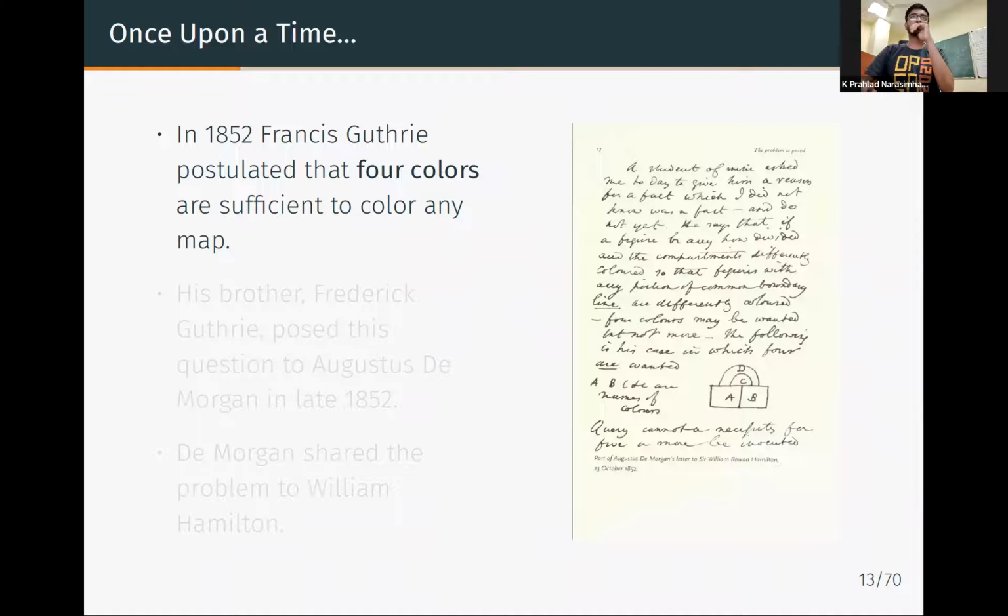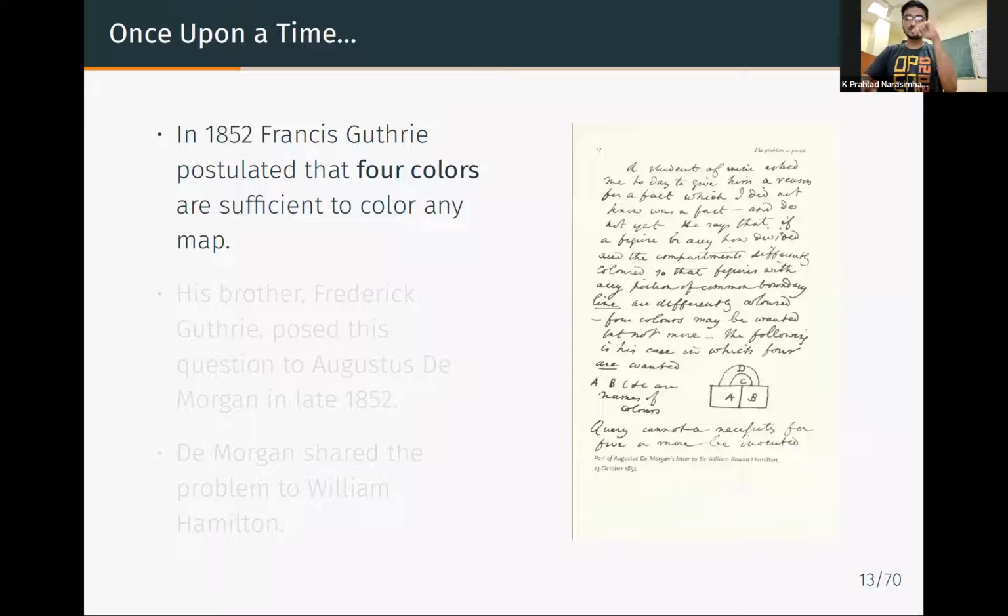Now, in 1852, Francis Guthrie, I hope I'm pronouncing all of these names right. If I murder the pronunciation of any of them, I'm very sorry. So please let me know in the chat if I'm terrible at this. So anyway, in 1852, there's this British cartographer who later became a lawyer and a botanist, who postulated that 4 colors are sufficient to color any map, right?